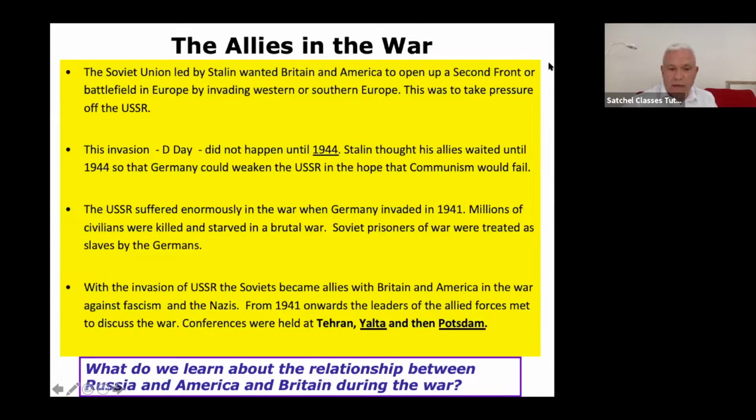So really, the reason why they all came together is because they were all trying to fight Germany. That's why the Grand Alliance happened. They were actually uniting against fascism and the Nazis.